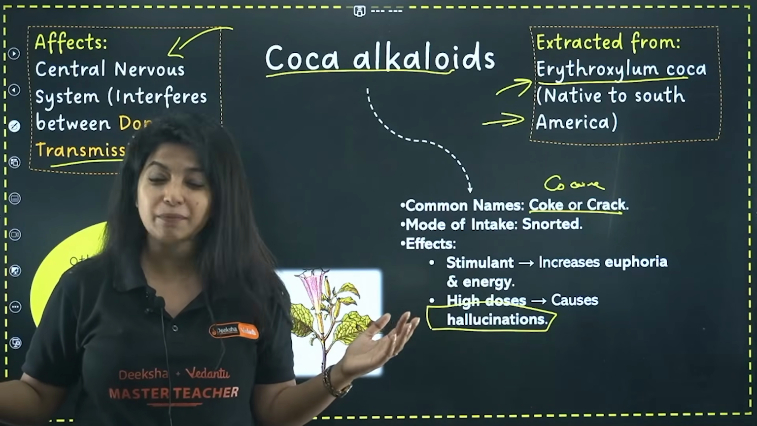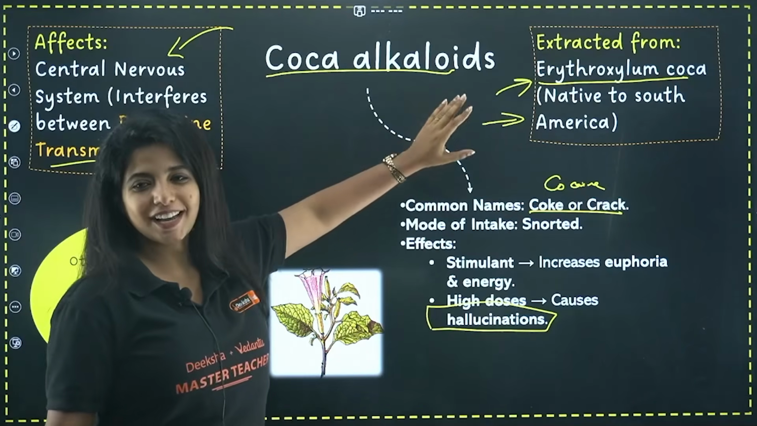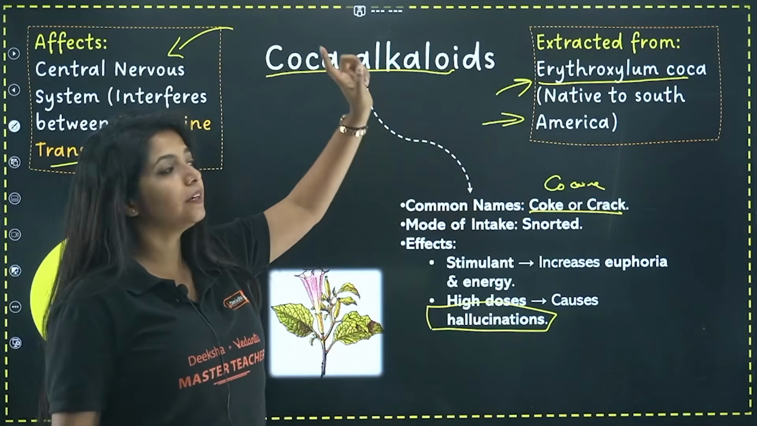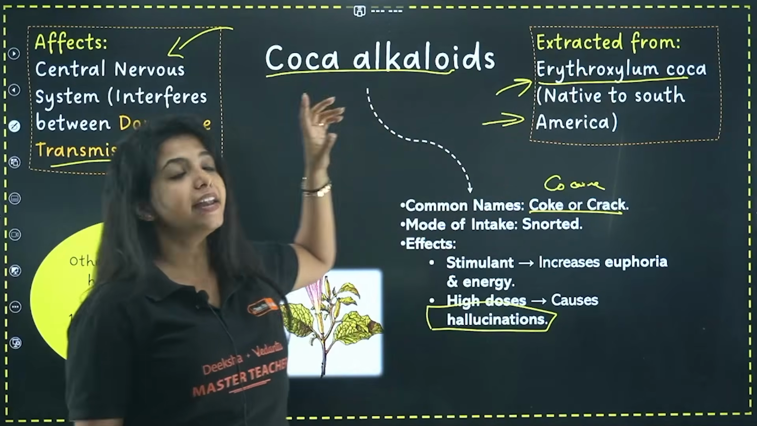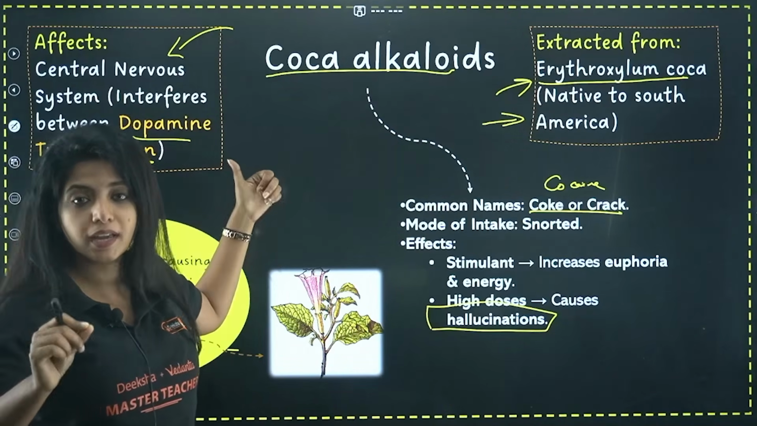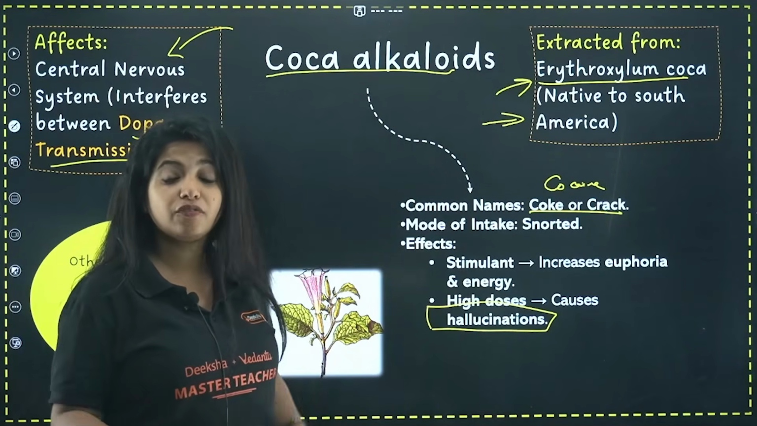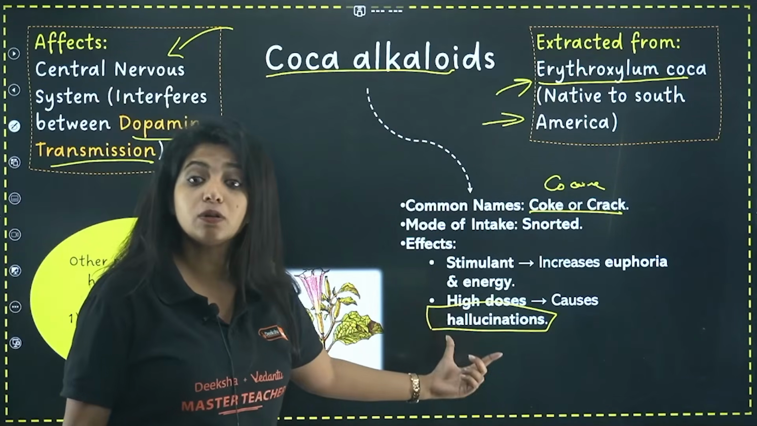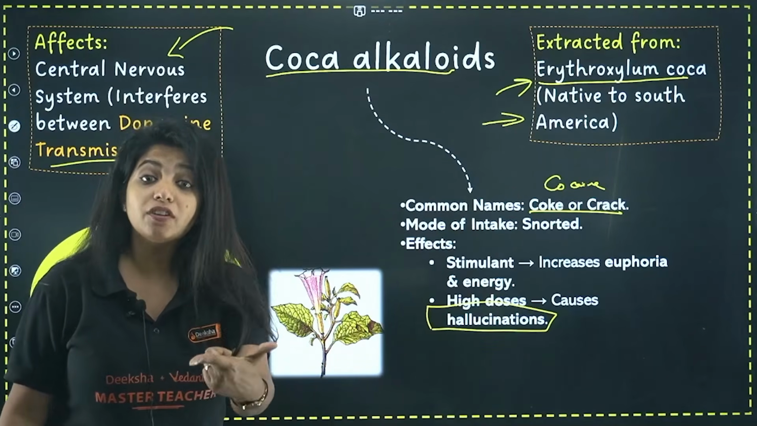I know it sounds interesting, but it is not as interesting as it sounds. So coca alkaloids are basically cocaine, coke or crack. You get it from the plant native to South America, and that is Erythroxylum coca. It affects your central nervous system, especially it interferes with dopamine transmission. It gives a stimulus of high euphoria, but later on, if it is taken in higher doses, it can also lead to hallucination.